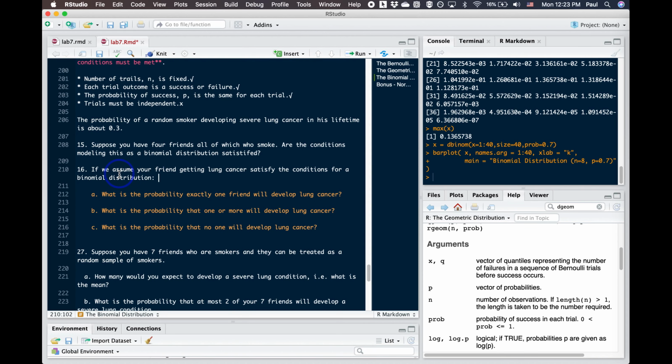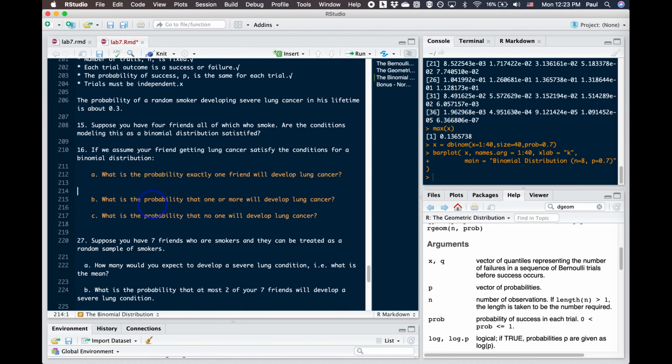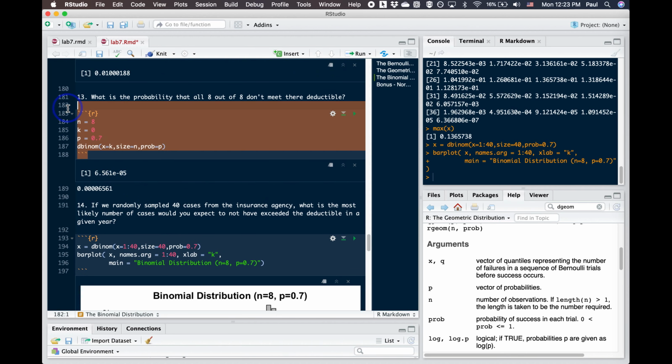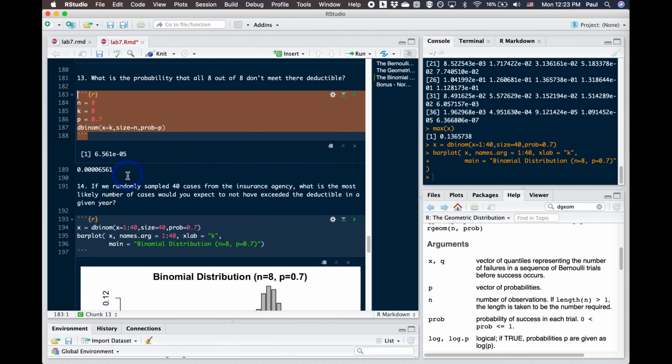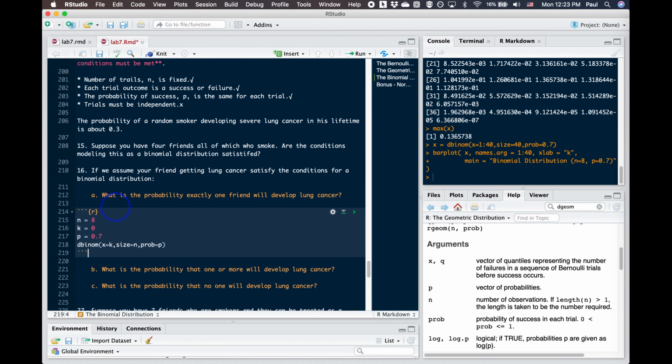So if we assume that getting lung cancer satisfies these conditions above, what's the probability that exactly one of your 4 friends develops lung cancer? Aha, this is a binomial distribution. So let's reuse some of our work. That's the key to doing a lot of these problems: figuring out what your variables are and then having R do the rest of the work.